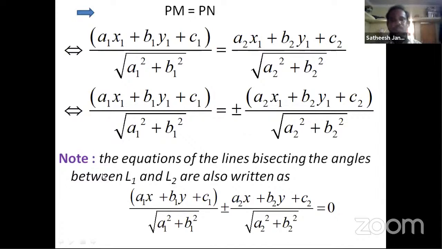Note that the equation of the line bisecting the angle between L1 and L2 is (a1x plus b1y plus c1) by under root of a1 square plus b1 square plus or minus (a2x plus b2y plus c2) by under root of a2 square plus b2 square is equal to 0.